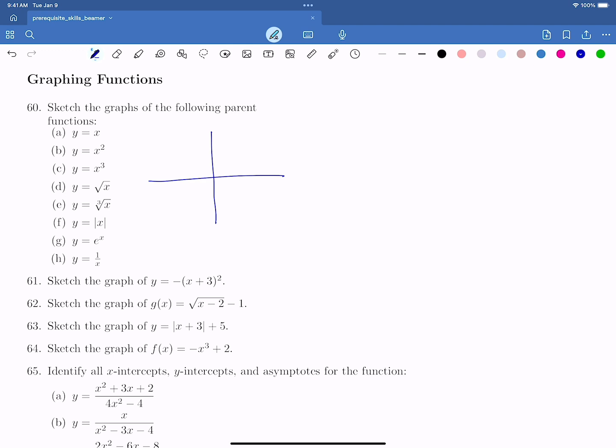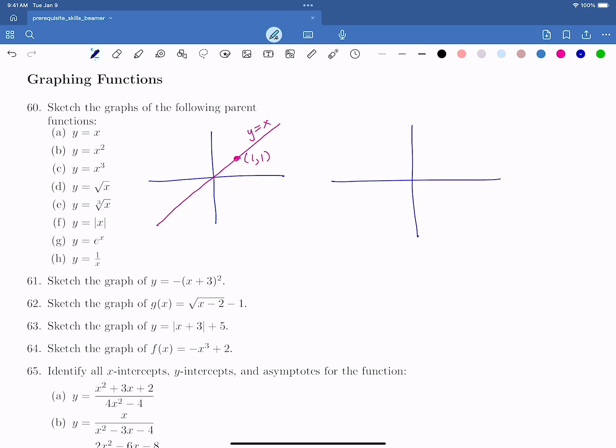That is a linear function. y equals x, linear function. Slope of 1, it passes through the origin. And it's got a point like 1, 1 if we want to establish a scale there. Now, y equals x squared.